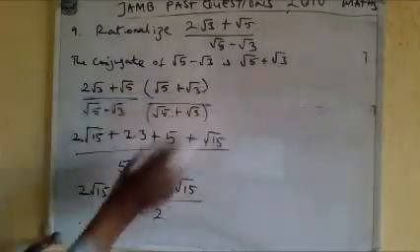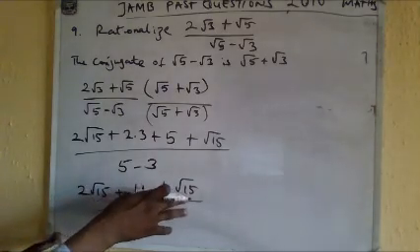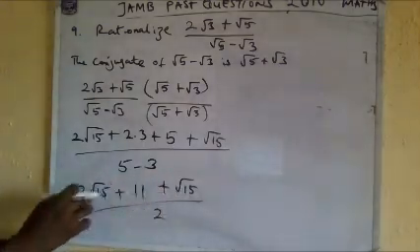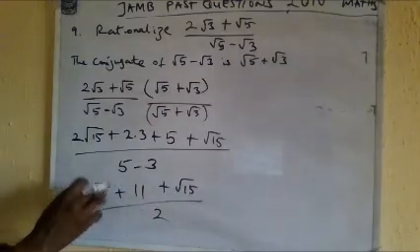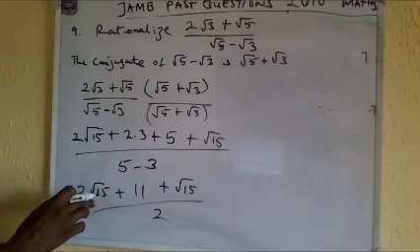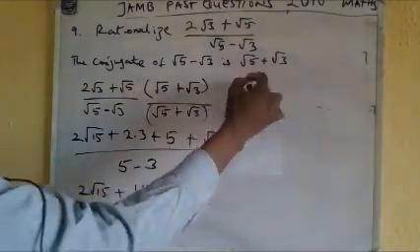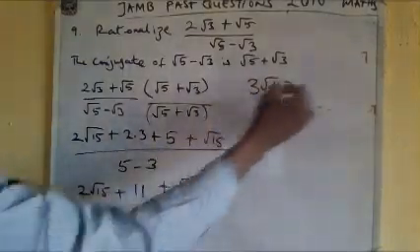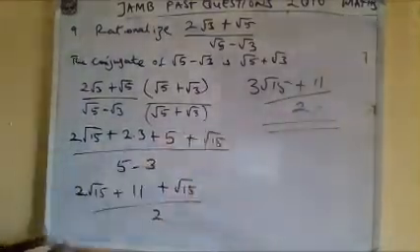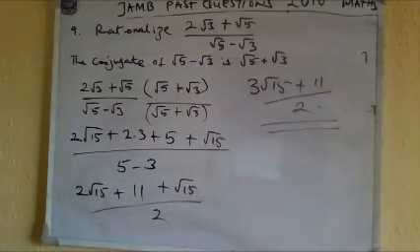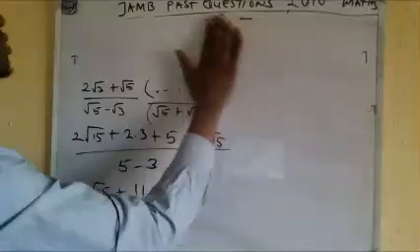So I continue here. So now 2 root 15 and plus root 15. You have this kind of expression, you are going to take it as if it's algebra, where root 15 is like an A or a B or a C, unknown. So there's a coefficient for root 15, which is 2, and a coefficient for root 15 here, which is 1. So 2 plus 1 is 3 root 15 plus this 11 all over 2. This is the answer for this addition. So the answer is 3 root 15 plus 11 all over 2. So we move on to the next one.